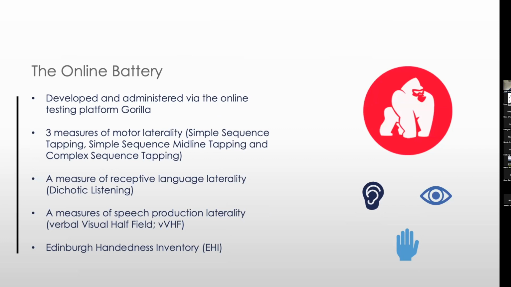So to do this, we developed and administered an online battery using Gorilla, and the battery included 3 measures of motor laterality, 2 measures of language laterality, 1 receptive in nature, which was the dichotic listening task, and then 1 involving speech production, which was a visual half-field task. And we also included the Edinburgh handedness inventory as a measure of hand preference.